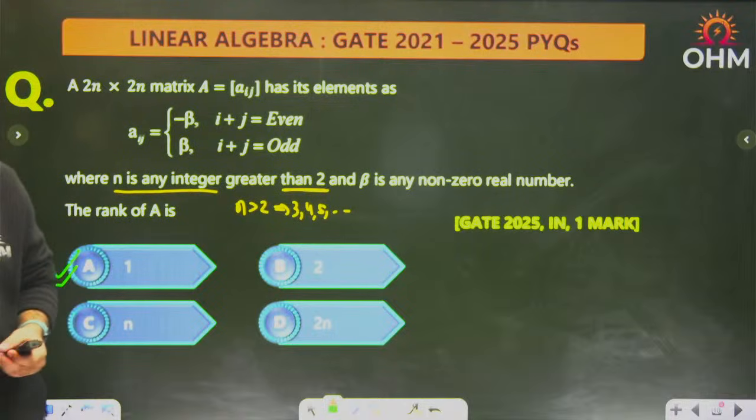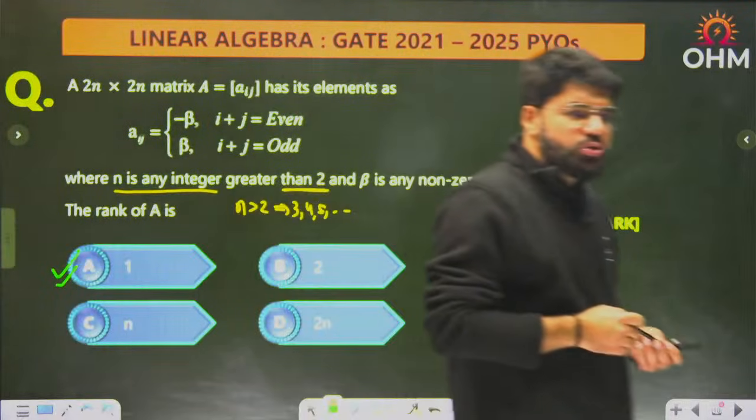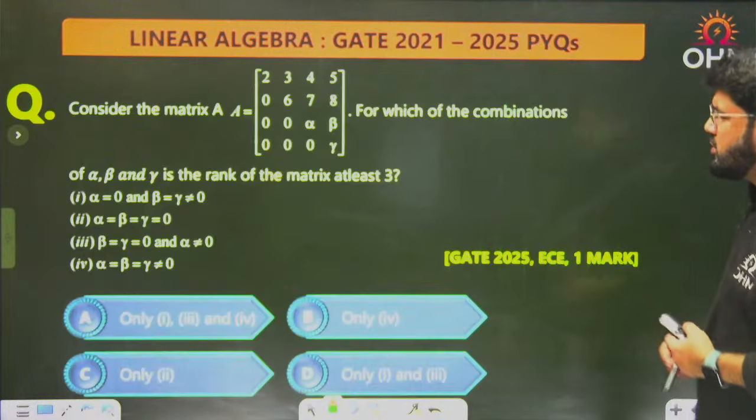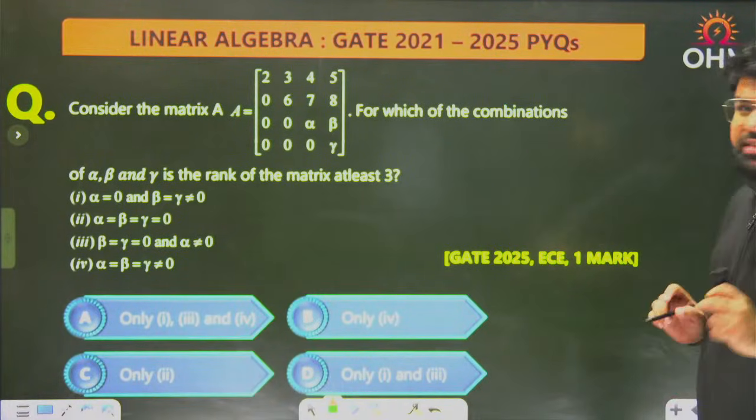Okay, we shall continue then. The answer for the question was 1. We shall now continue with the next question. GATE 2025, an easy 1 mark question.